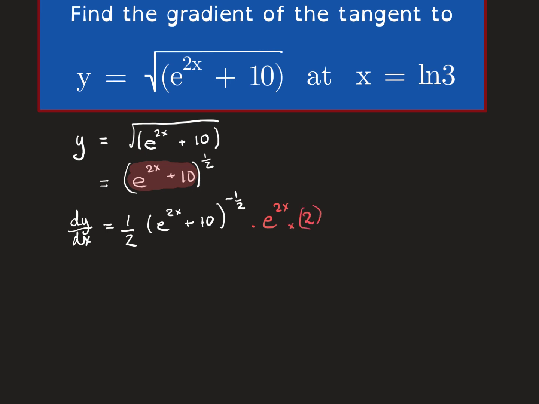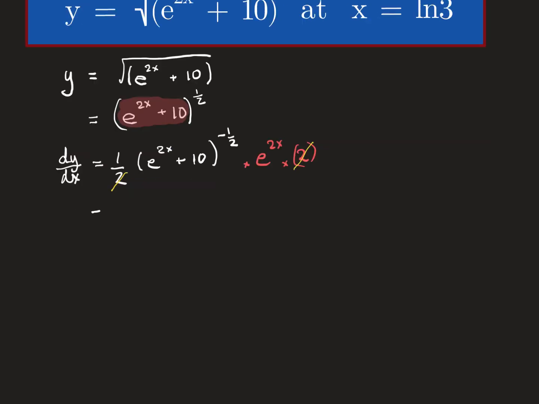These are my multiplication signs. I'll cross out the 2 here, and I'll cross out the 2 below over here. And when I rewrite this down, I will put it underneath. And I'm still multiplying by e to the 2x. It could be written a little bit better.